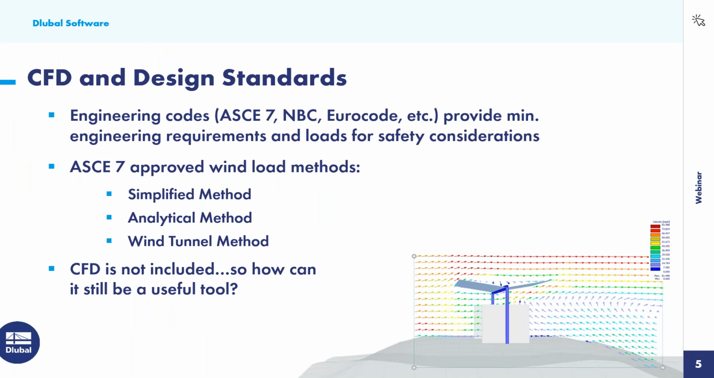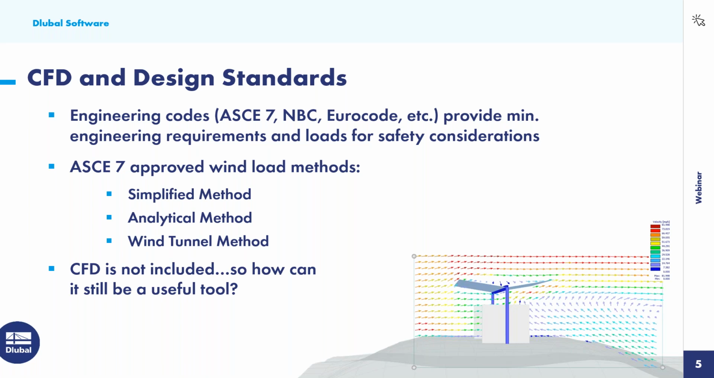So a very common question that we get is the role of CFD and design standards. We know that the engineering codes such as the ASCE 7, the NBC, the Eurocode all provide minimum engineering requirements and loads for safety considerations, and this includes wind loads.